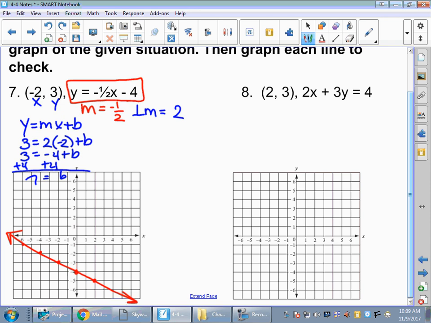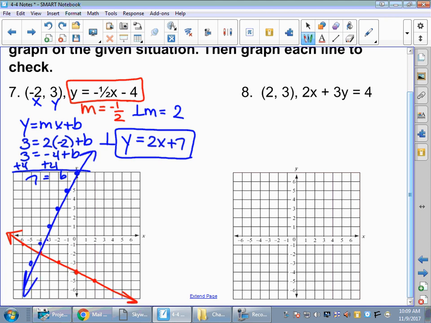So my perpendicular line is y equals 2x plus 7. To graph that, my 7 is way up here. I go up 2 over 1, so I'm going to go down 2, 1 to the left, down 2, 1 to the left. And you will see, as I keep going, these two lines are going to intersect at a nice 90-degree angle. So graphing is a nice way to check to see if you're doing it right.